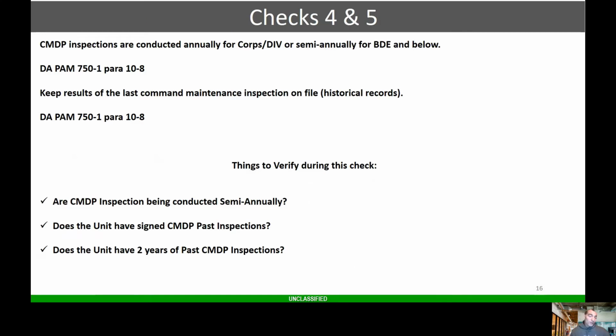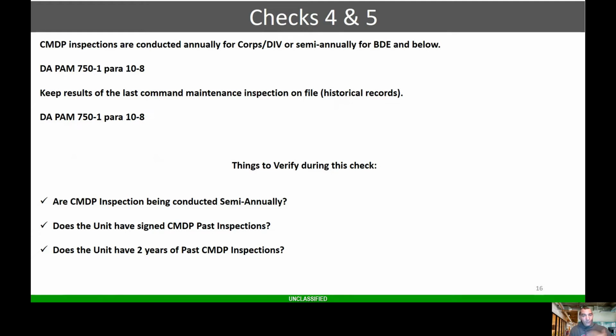Checks 4 and 5. CMDP inspections are conducted annually for corps and division, and semi-annually for brigade and below, right? And that's DA PAM 750-1, paragraph 10. And then keep the results of the last command maintenance inspection on file, right? Historical records. So we all know about historical records. So it's DA PAM 750-1, paragraph 10-8 again. So things I look for are CMDPs being inspected, the units having signed CMDP past inspections, and whether the unit has at least 2 years of past inspections.